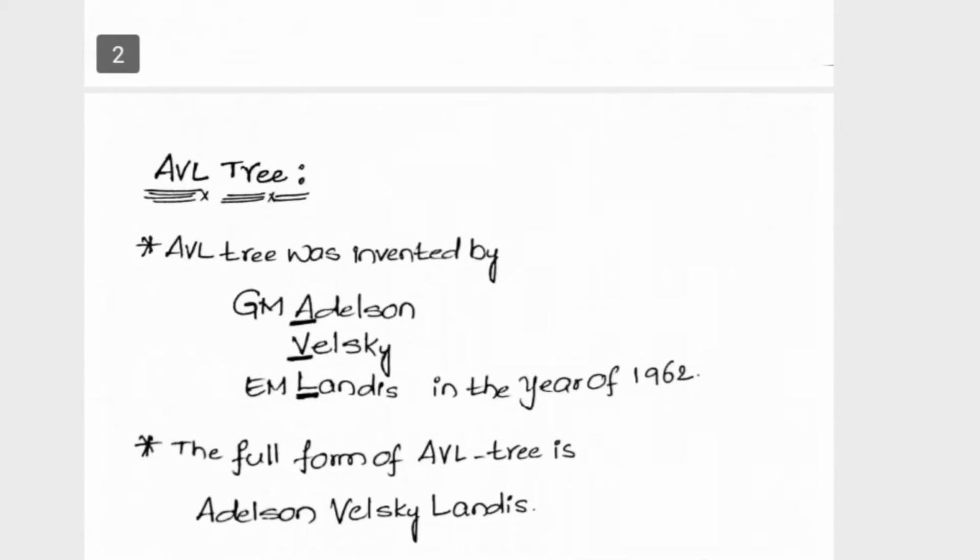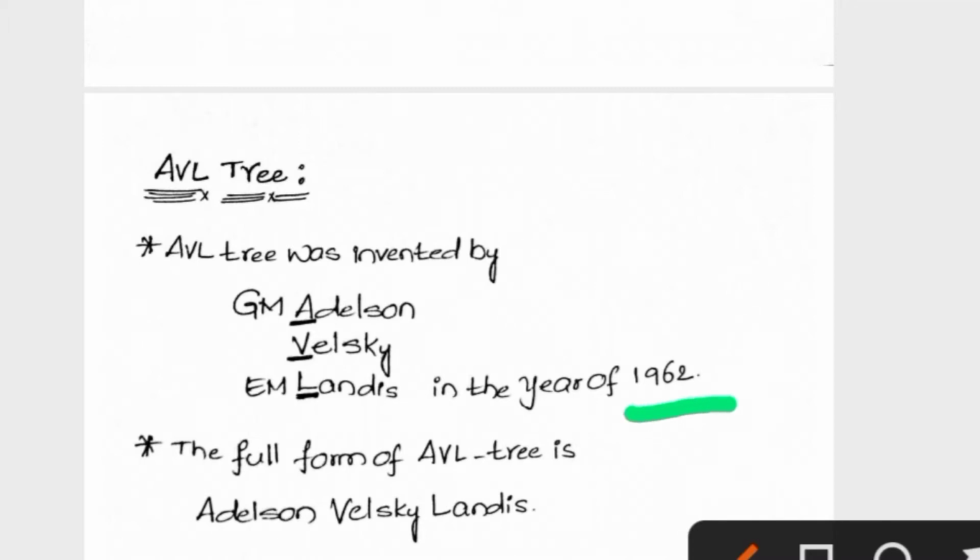First we will see what is tree. The collection of nodes and edges are called tree. The tree is denoted by the letter T, and one tree was invented in the year 1962. The inventors are G.M. Adelson-Velsky and E.M. Landis. They invented the tree, then they gave the name AVL. From their names they took the letters A, V and L, and renamed the tree as AVL tree.